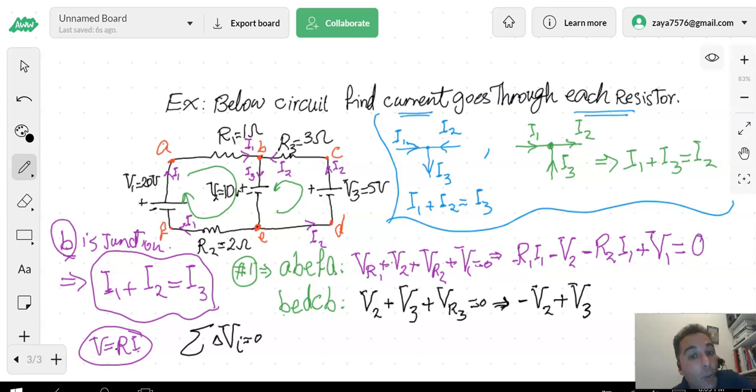Yes. Am I going in the same direction as the current is in that branch? Answer is yes. If yes, it's minus. If not, it's positive. I'll tell you that later, but first this one. That's all. So that will be R3 I2, because I2 goes through this branch, equals 0. Correct? These are important.